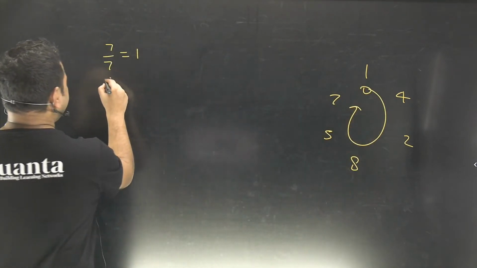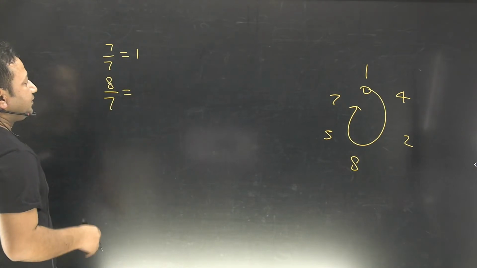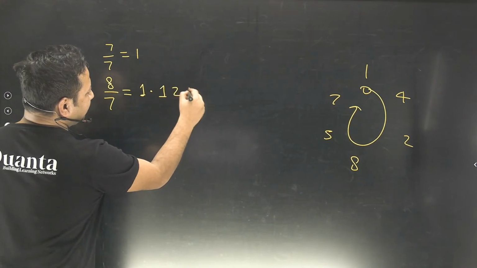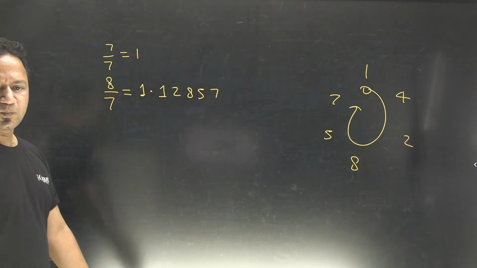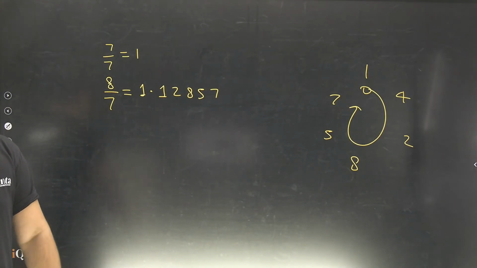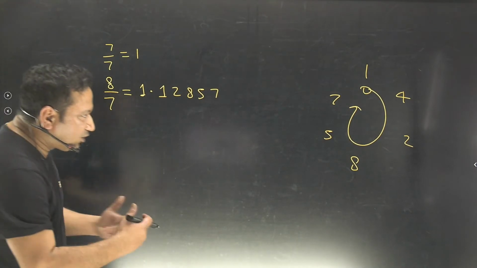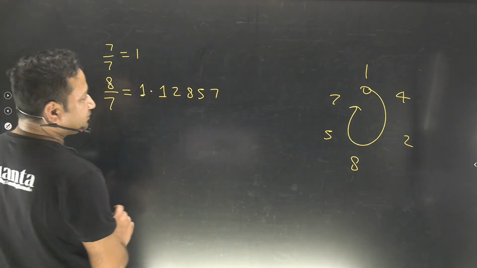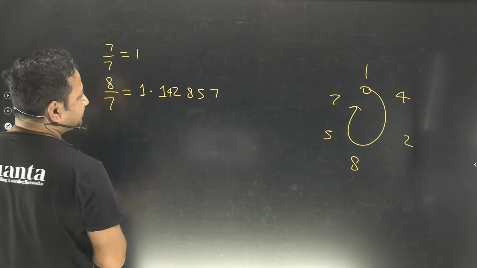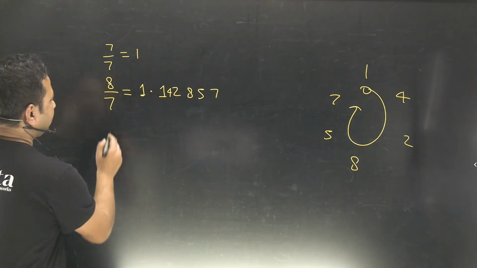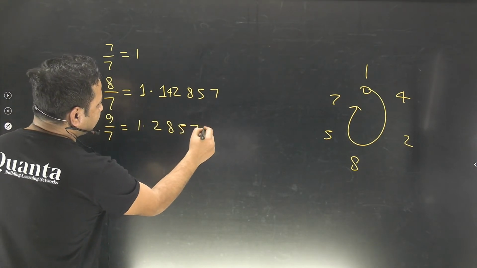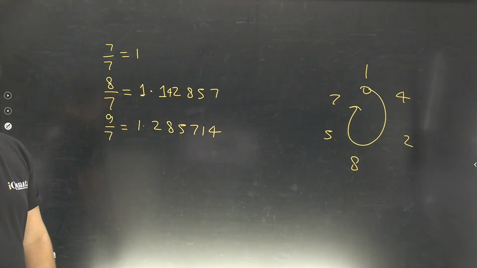Now if I go to 8 by 7, what will I have? I'll have 1 point. Again the same thing starts. Isn't it? I hope you get it. Shweta, I'll come to that. Wait, I'm getting onto something. Similarly, 9 by 7, this will be equal to this thing. So I hope these things are clear.